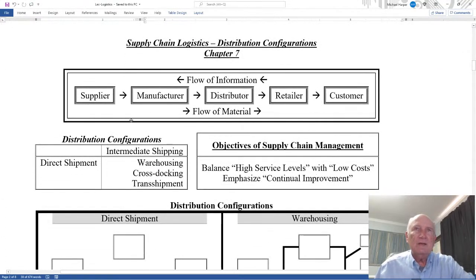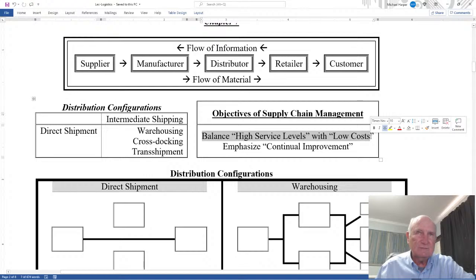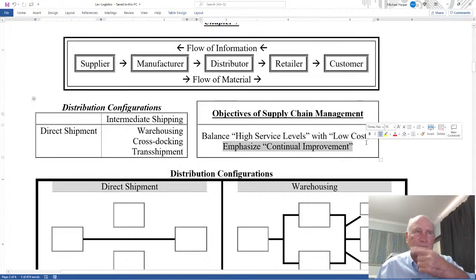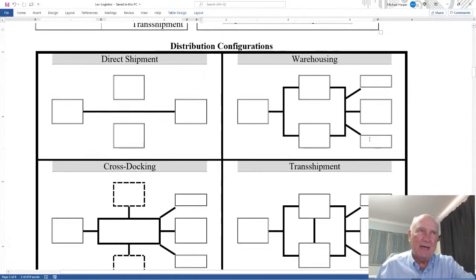Okay, first of all, the distribution configurations primarily will be direct shipment and then intermediate shipping of warehousing, cross-docking, and transshipment. Now, the objectives of supply chain management, remember, are to balance high service levels with low costs and emphasize continual improvement as you do that. Okay, so first of all, let's have some schematics. This is not necessarily exactly what's going to happen, but this is a schematic of the concept of each of these four types of configurations.